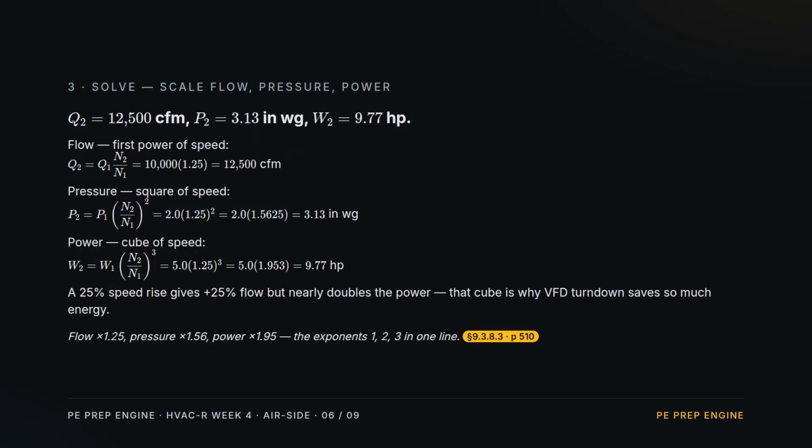Solve. Scale the three quantities. Flow takes the first power. 10,000 times 1.25 is 12,500 CFM. Pressure takes the square. 2 times 1.25 squared, which is 1.56, gives 3.13 inches. Power takes the cube. 5 times 1.25 cubed, about 1.95, gives 9.8 horsepower. So a 25% speed rise adds 25% flow, but nearly doubles the power. That cube law is exactly why slowing a fan with a variable speed drive saves so much energy.